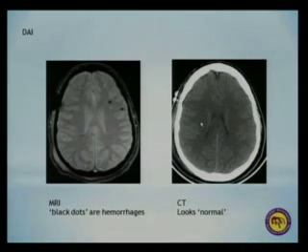Diffuse axonal injuries, very often on CT you see nothing. On MRI, especially on the susceptibility sequence, you can see tiny hemorrhages. And invariably they are at the gray-white junction of the brain. That's their number one location. Number two is the splenium of the corpus callosum. And number three is the lateral aspect of the brainstem.